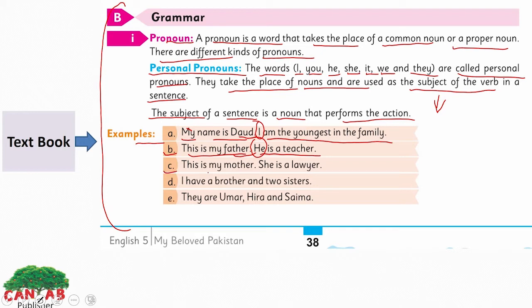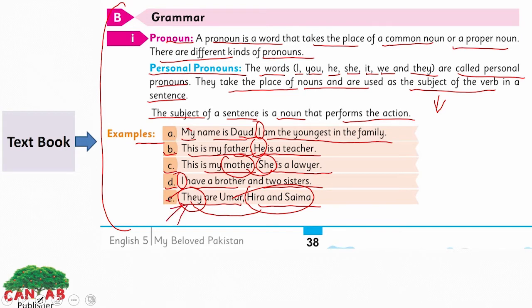The third example: this is my mother. She is a lawyer. She is about the mother here. These both are connected, this is about one person, but we replace it with the pronoun she. Example 4: I have a brother and 2 sisters. I here is the pronoun. They are Umar, Hira and Saima. Hira and Saima are they here. Hira and Saima, separately and together, form the pronoun they.